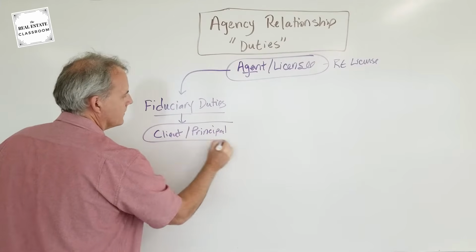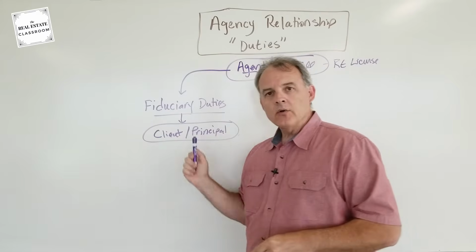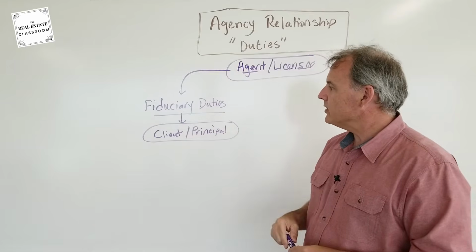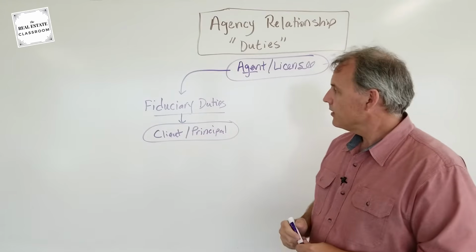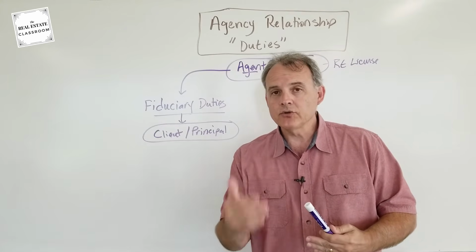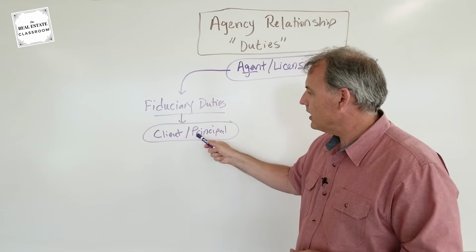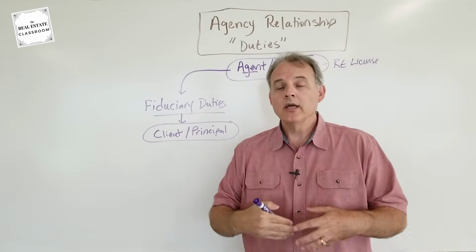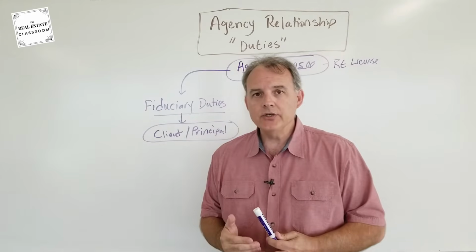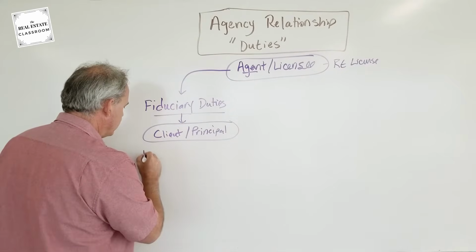Now, once again, client, principal, they are the same person. All right, you have to know that for your exam. So the agent represents the client, and they owe the client certain fiduciary duties. I know I'm kind of beating a dead horse here, but I like repetition to drive home the concept. The agent owes fiduciary duties to their client or principal. Client or principal, that's the party that the agent represents. Now, what are those fiduciary duties that the agent owes to the client? Well, there's 6 of them specifically that I want to talk about.